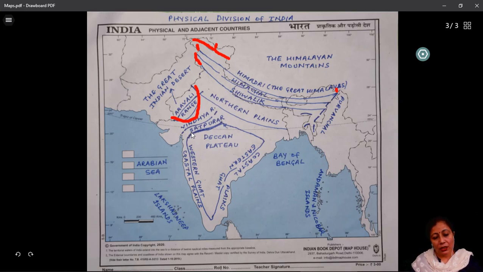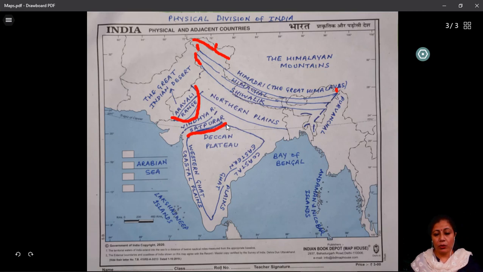You can see this triangle part here. This is called the Deccan Plateau. This Deccan Plateau is surrounded by a boundary. Here we will discuss, at first there is the Satpura Range. You can see this is a mountain range of Satpura. It makes the northern part of the Deccan Plateau.